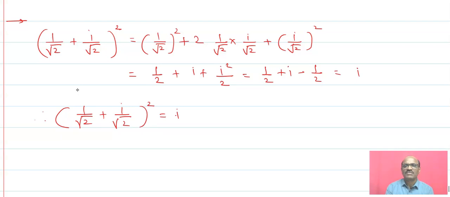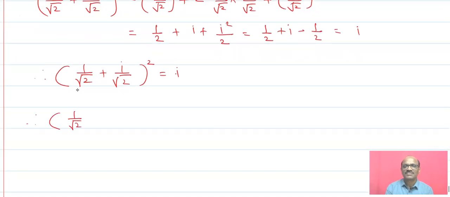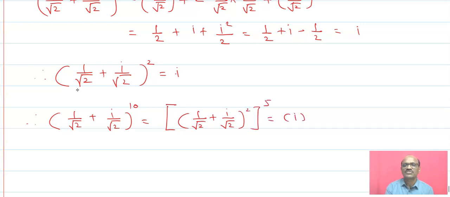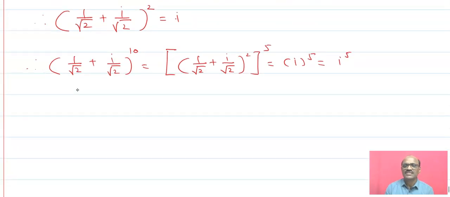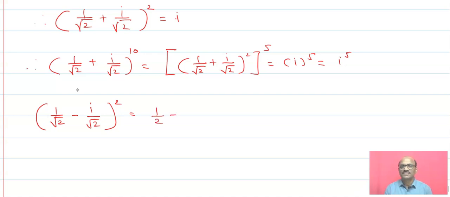Now we have the bracket raised to 10: ((1/√2 + i/√2)²) raised to 5, that is i raised to 5. It is written like this. Next, we will find out the value of i raised to 5.